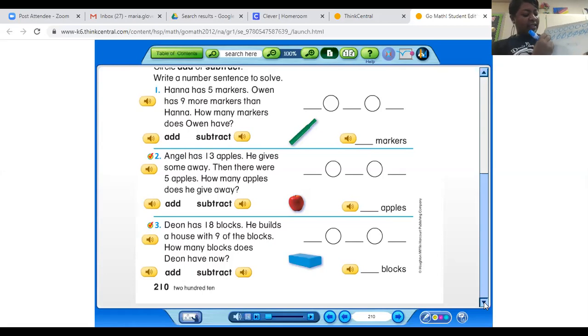So we have 18 minus 9 equals, and how many do we have left? 9. Okay, so we subtracted 18 minus 9 equals 9. So he has 9 blocks. Now, let's turn the page.